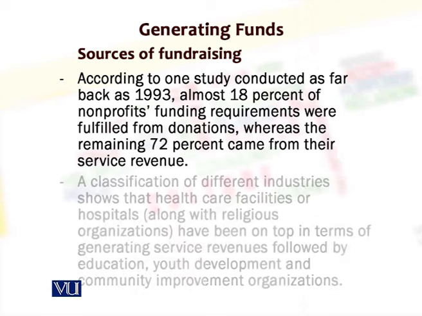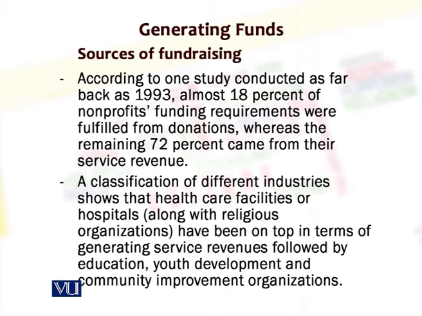Now, talking about this 72% of revenue sales, let me tell you that the different kinds of organizations are in different classifications, registering different levels of revenues, led by hospitals and religious organizations right on top, followed by organizations like education, youth development and community development organizations, and so on and so forth. There are so many different kinds of nonprofit organizations, but the ones I've talked about registered high sales in the order that I talked about. So nonprofit organizations do have a chance to generate their own sales.